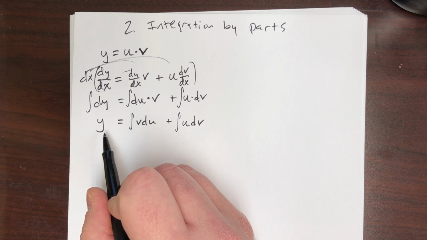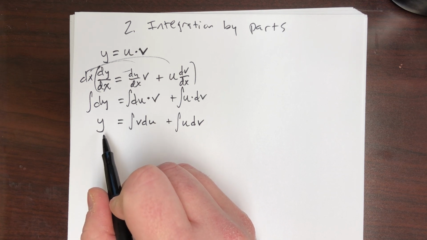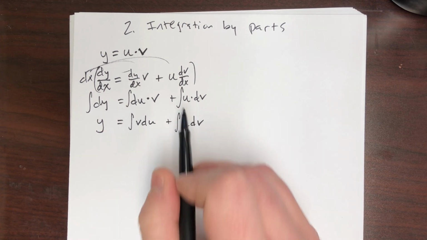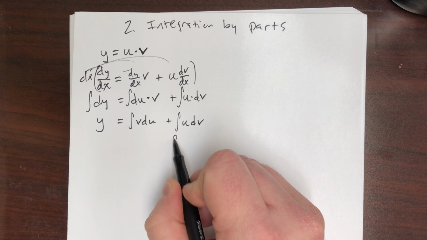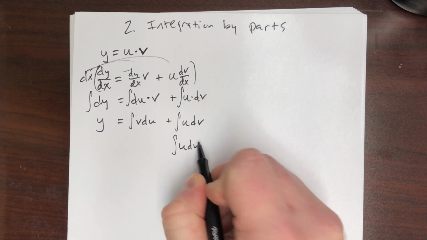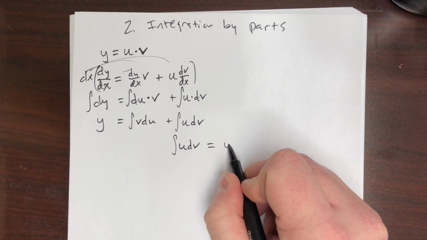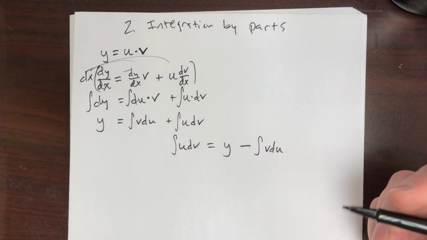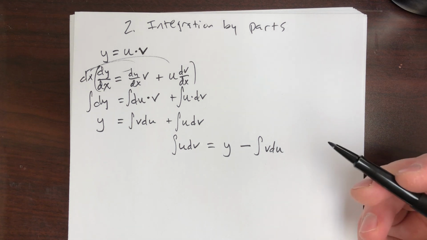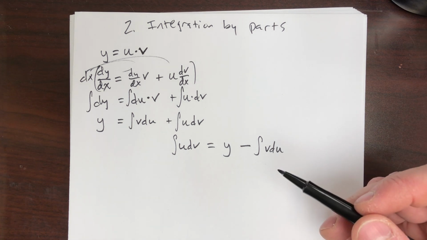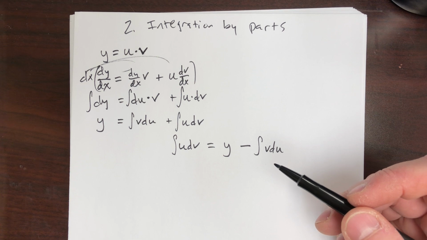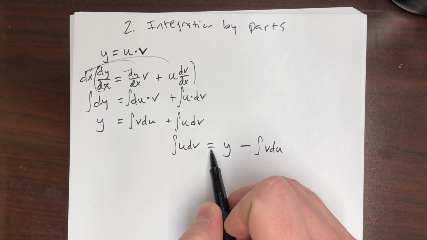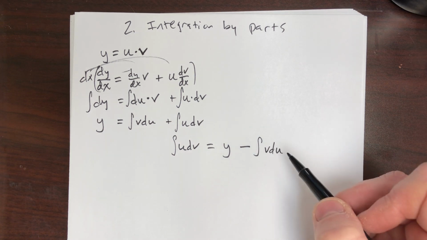Nope, I'm backwards. We leave this one alone, and we subtract the integral of v du from both sides. That's what I meant to say. I got flipped around for a second. So the integral of u dv is equal to y minus the integral of v du.